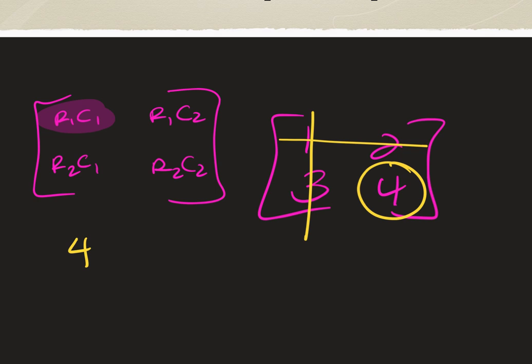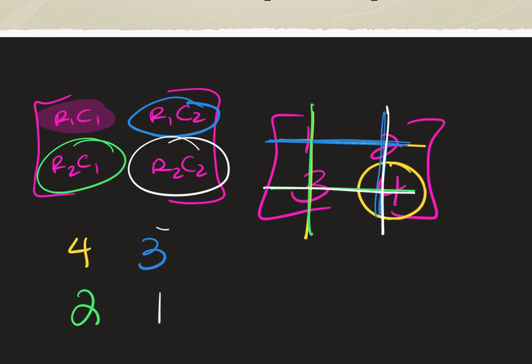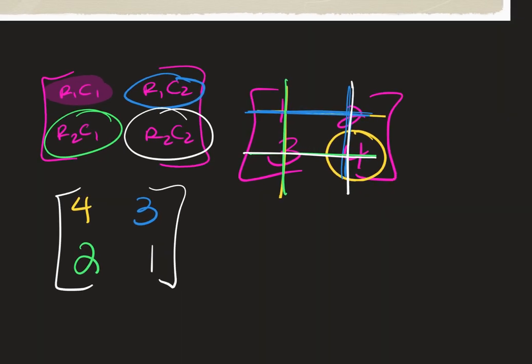So then I do the same thing again. I go here and I say that's row 1, column 2. So I cross out row 1 and I cross out column 2, and what's left is the 3. And then I go to the bottom left, pick a different color. This would be row 2, column 1. What's left is a 2. And the last one would be row 2, column 2, and what's left is a 1. So for the 2 by 2, they're really just switching corners.